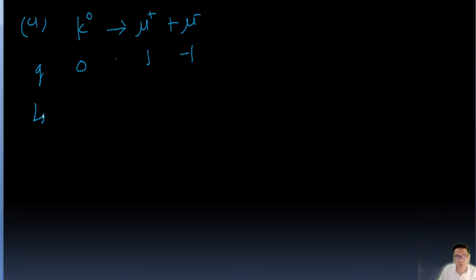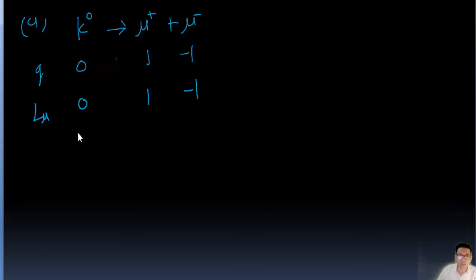Now we'll check lepton number. The kaon doesn't come under leptons; it comes under mesons, so its lepton number is 0, and these muons are leptons, so 1 and minus 1. So lepton number is also conserved. This is 1 and this is minus 1.